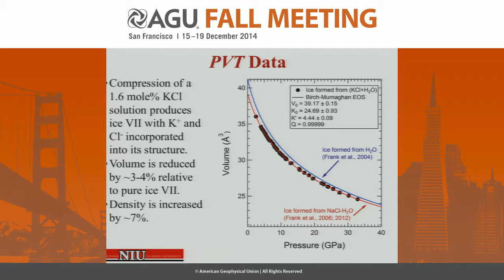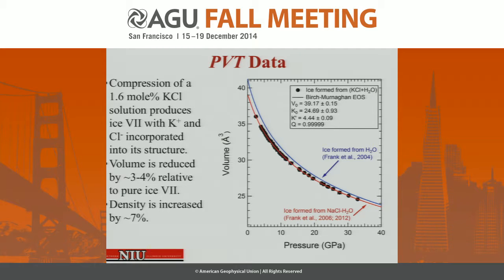This is the zero pressure volume, the bulk modulus, and the pressure derivative, and you can see the relative fit there. The red line is from the Frank et al. study, which was for NaCl formed inside the ice 7, and you can see that at the same molar percent it's basically the same curve. So both NaCl and KCl seem to do the same thing in the ice phase: it actually decreases the volume, which is kind of interesting. We're putting an impurity in, but we're actually decreasing the volume.